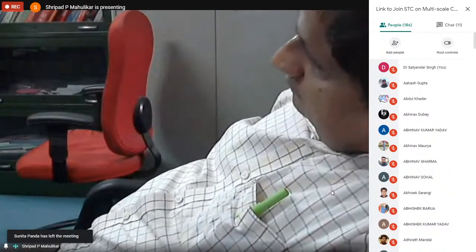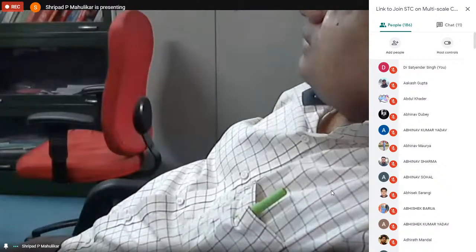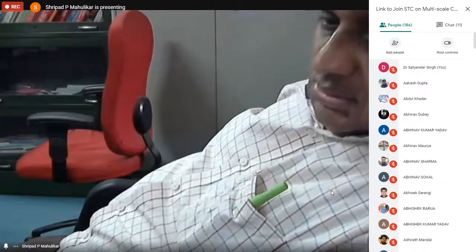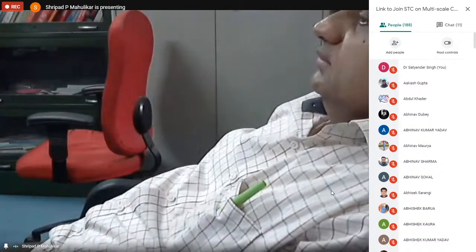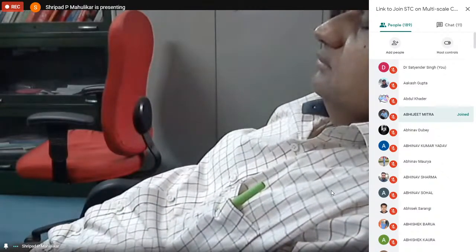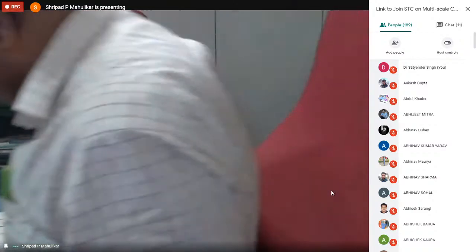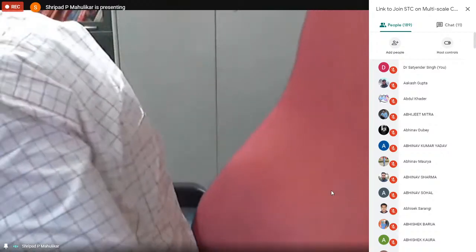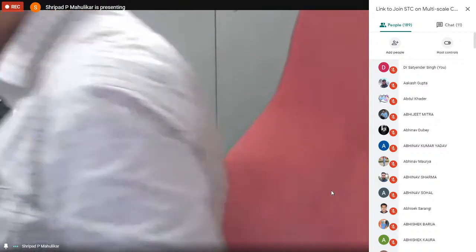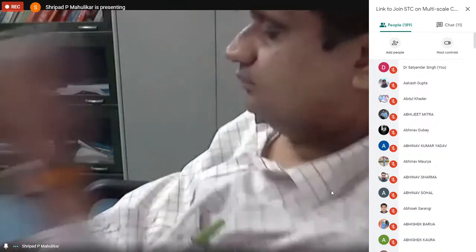Like on the very first day, after the inaugural sessions, we had a lecture by Professor Atul Sharma from IIT Bombay. He delivered the lecture on the fundamentals of computational fluid dynamics. And then in the second session, we had a lecture by Professor Sandeep Saha, again from IIT Bombay. We discussed the application of computational fluid dynamics in phase change material.